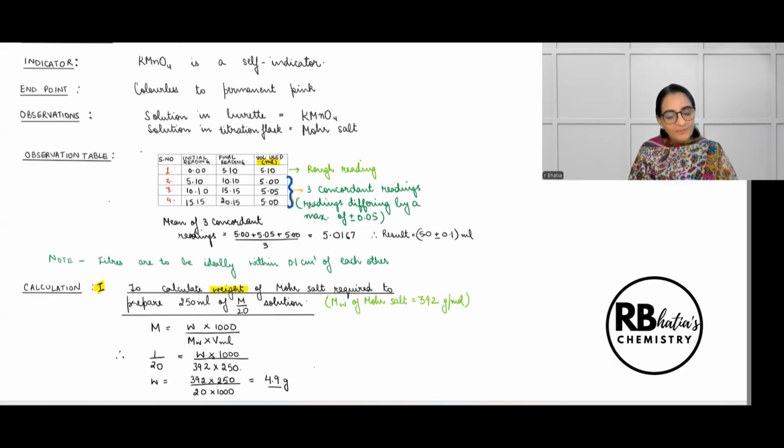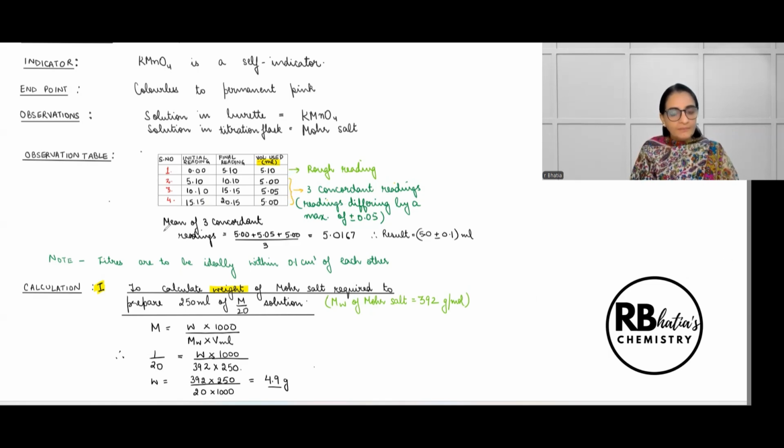So once you've already completed your experiment, there's no purpose of taking a rough reading. What is the purpose of taking a rough reading? Rough reading is taken initially so that you get an idea approximately where you are going to get your endpoint. And then in your second, third, and fourth readings, you let the liquid out slowly, drop-wise, so that you don't miss the endpoint. That's the correct way of taking the reading.